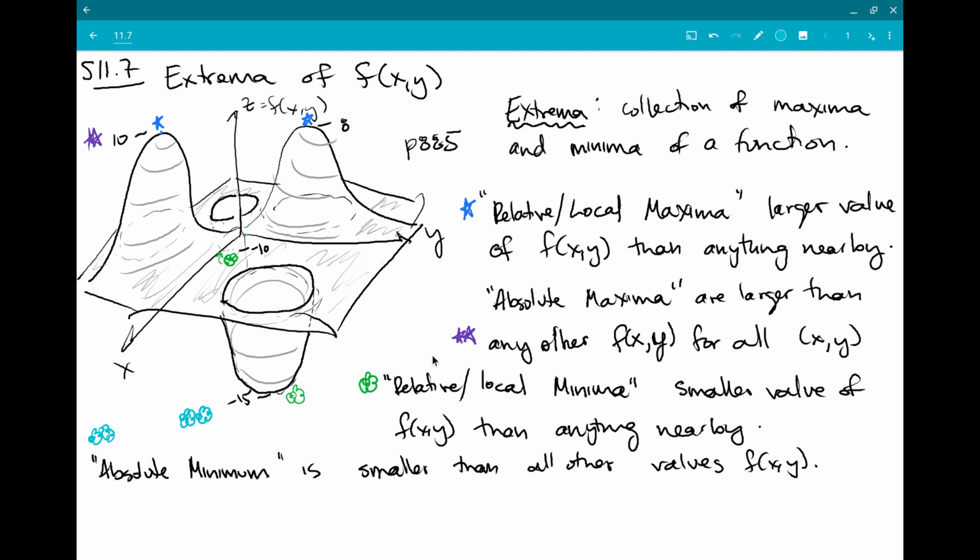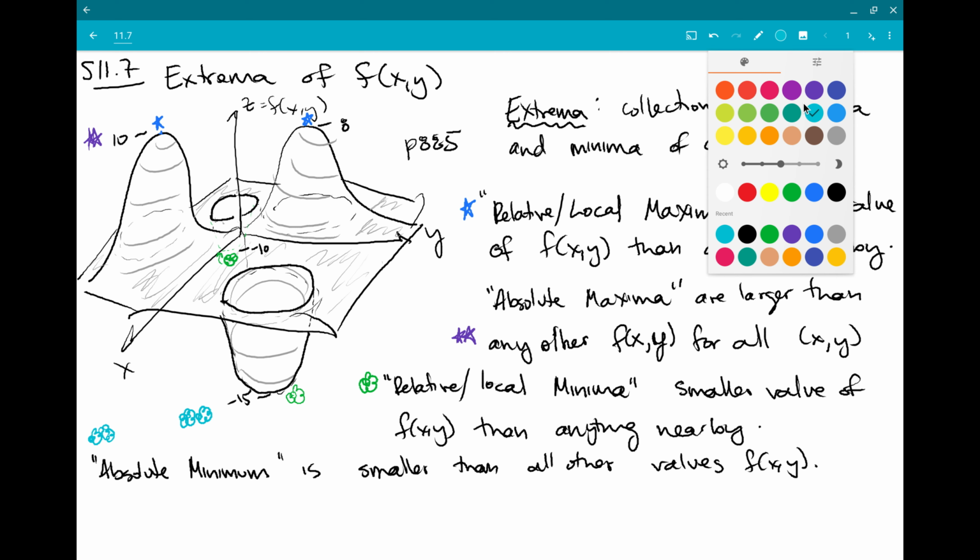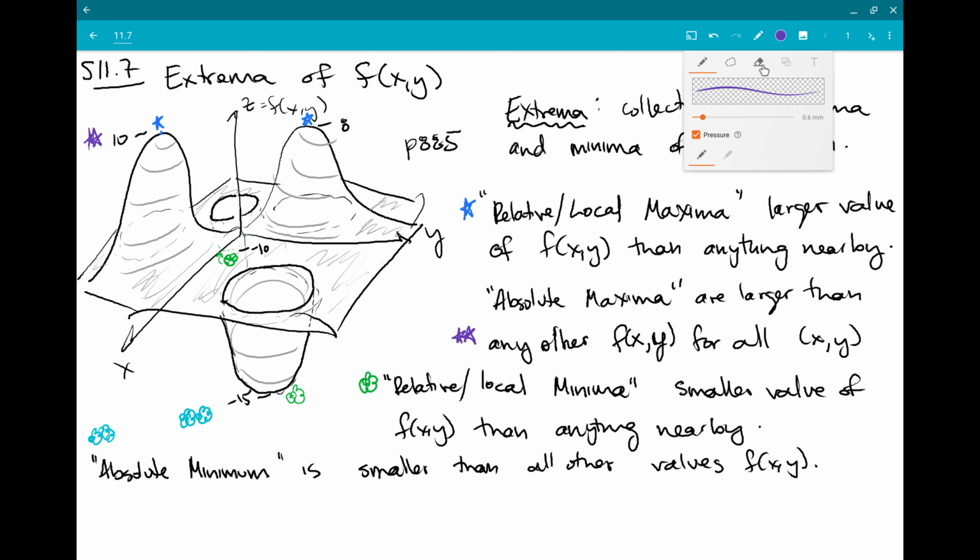Something can also be only a relative maximum or minimum, not absolute. This point is a relative maximum because it's bigger than everything nearby, but it's not an absolute maximum because this other value far away is bigger. And it's going to bother me that this is not next to the name, so we're just going to fix that real quick. Hopefully this picture helps you recognize the difference between relative and absolute maximums and minimums.